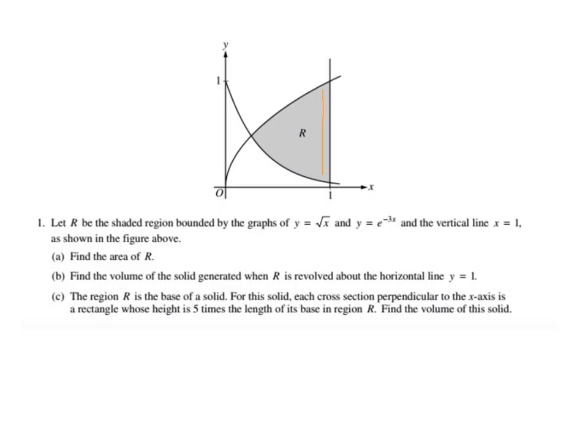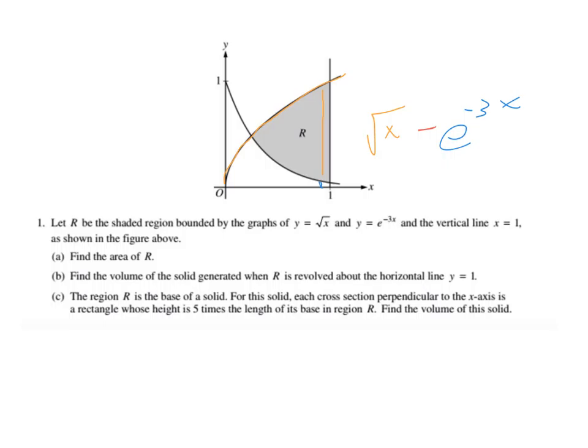So the orange is the base, and the orange base is found by taking the square root of x, the uppermost function, and subtracting e to the negative 3x, this area down here. And that will tell you how long each one of those cross sections are. Well, they said each cross section is a rectangle whose height is 5 times the length of its base. So this is the base.